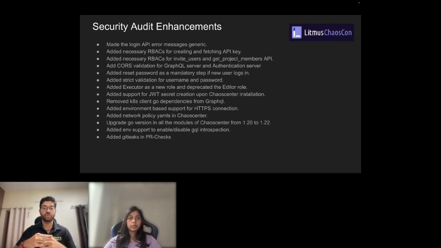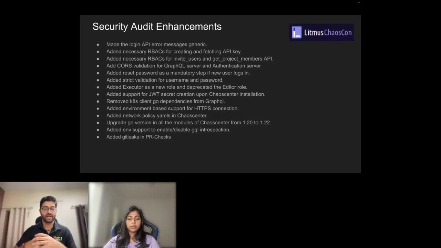So the first one was to make the login API error messages generic. This was done so that we don't end up revealing any information to an attacker in case a malicious user tries to log in using some APIs or some invalid JWT tokens. Then some necessary error checks were added for creating and fetching API key. API key is again sensitive information, so it requires proper checks to be there, and we have added them.